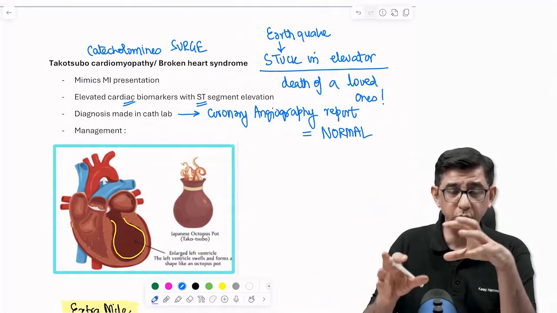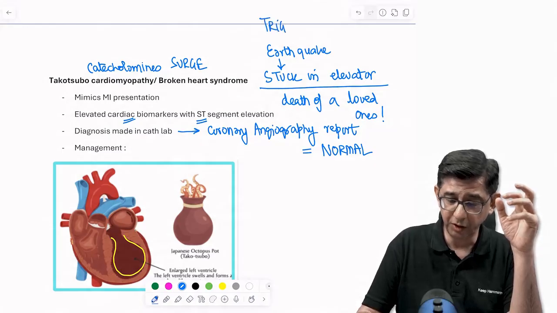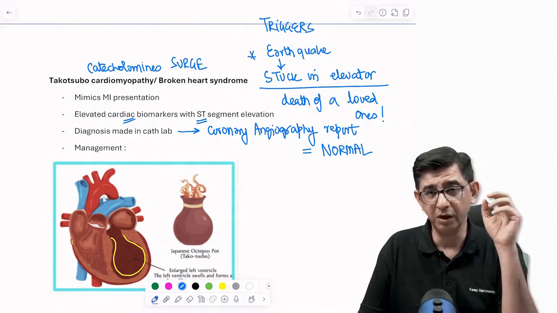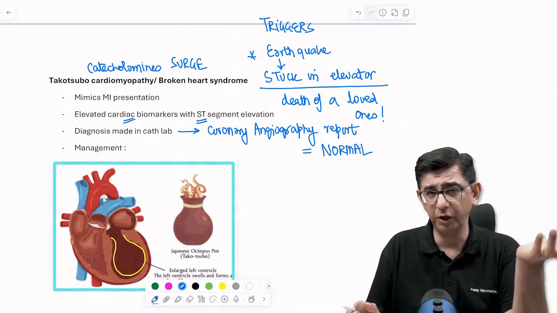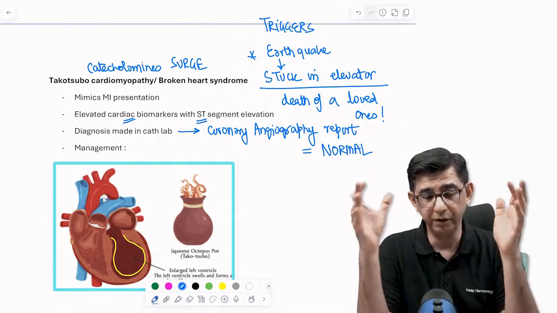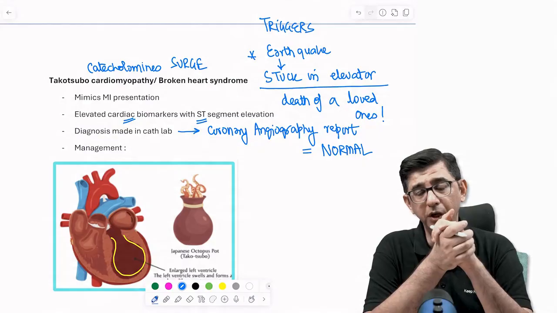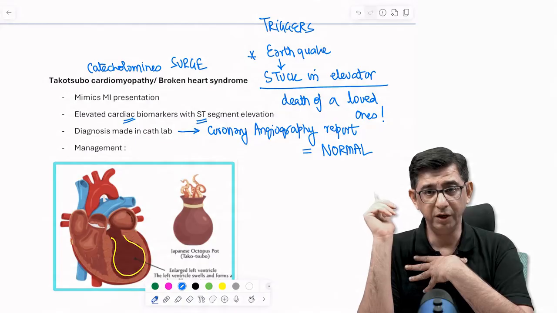So first he will give you these triggers in a question. The triggers in Takotsubo cardiomyopathy can be any of the two. I'll say them once again. Either he will say the patient is stuck in an earthquake, Richter scale 7.0, whole building is shaking, the guy went into an elevator, doors closed, and then the light went off. The elevator is shaking, the earthquake continued for 1 minute, a life-threatening illness. Second is death of a loved one, that I've currently explained.